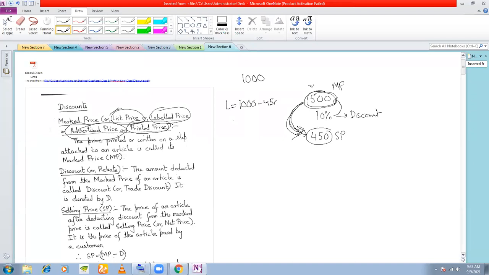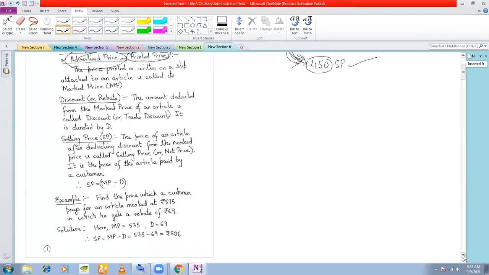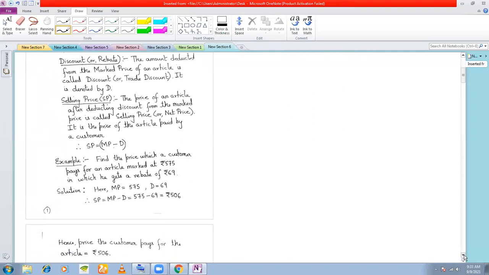So what is the loss that he's making? 1000 minus 450. He's making a loss of 550 rupees. So maybe you don't know. He might be making a profit, he might be making a loss. But what you are concerned with is what is the market price, how much discount you are getting, and how much you have to pay. Understood? So this is the selling price.